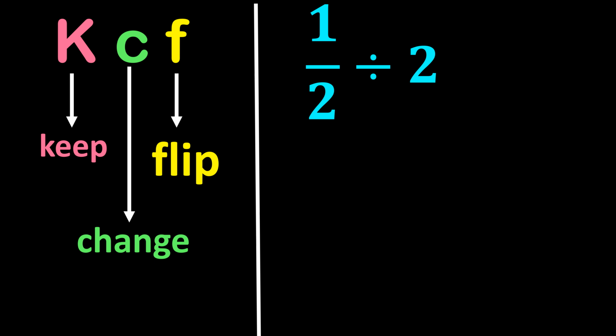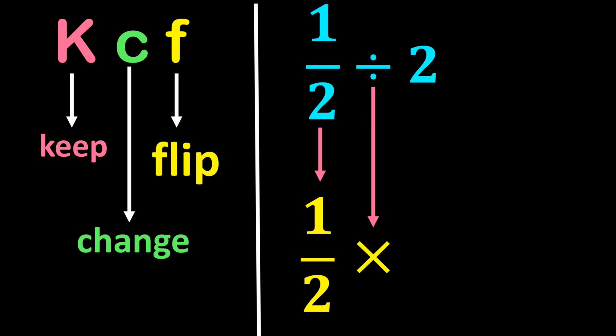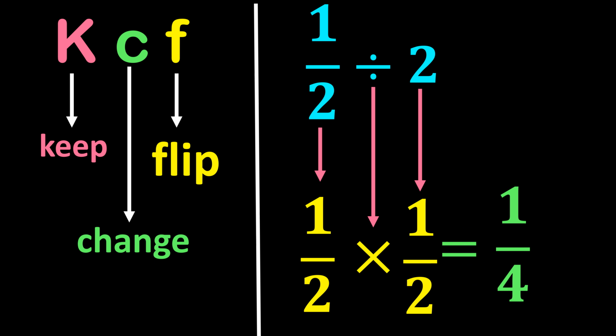According to the KCF rule, in the first step, we keep the first term as it is, meaning we write 1/2. In the second step, we change the division sign to a multiplication sign. And in the third step, we flip the second term, so the number 2 becomes 1/2. As a result, 1/2 times 1/2 equals 1/4.